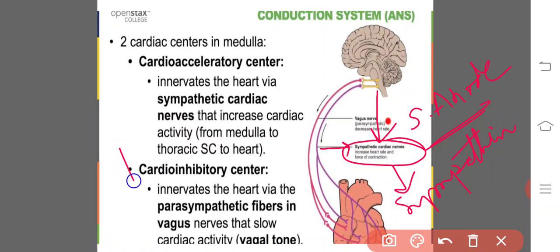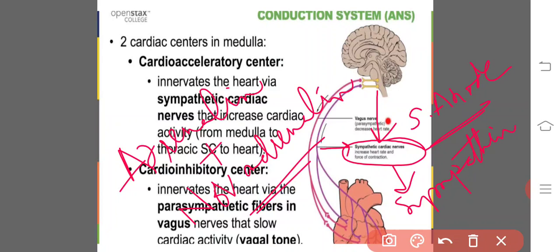What is sympathin actually? Sympathin is a mixture of adrenaline and noradrenaline. Both of them are collectively called sympathin. This sympathin neurotransmitter released from the sympathetic nerve endings interacts with the SA node and raises the heart rate. That is, there are two centers, the acceleratory center and the inhibitory center. The acceleratory center gives rise to sympathetic nerves, and the inhibitory center gives rise to parasympathetic nerves. Due to the collective and complementary actions of the sympathetic and parasympathetic nerves of the cardiac inhibitory and cardiac accelerator centers, they regulate the heartbeat. This is the conclusion.